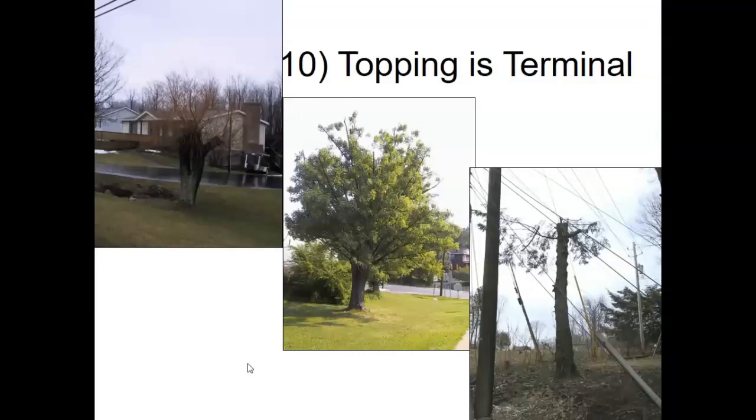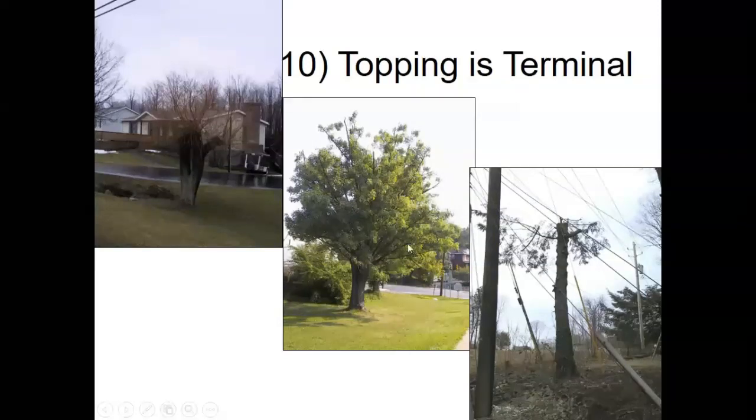Oh, this just makes me sigh heavily. Topping is terminal for a tree. And people look at a tree like this one on the left that's been completely topped, and they see all of these water sprouts start to grow back, and to them the tree looks more robust than ever. But this is just the tree trying to make some sort of leaf to make food to survive. So topping can be a quick death or it can be a slow death.